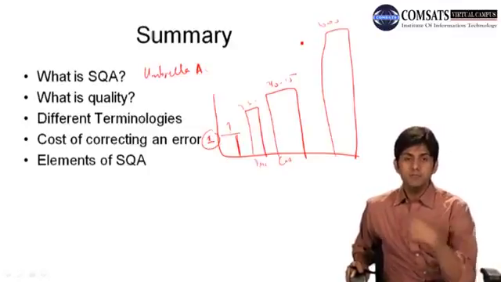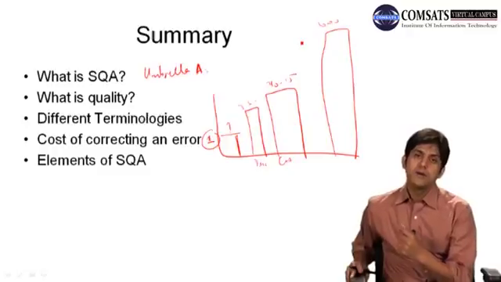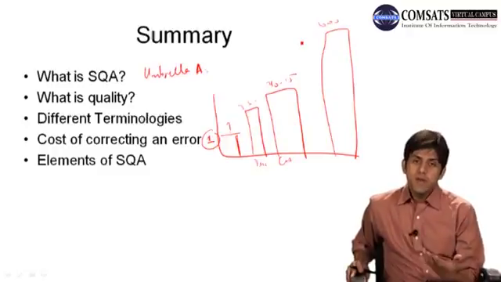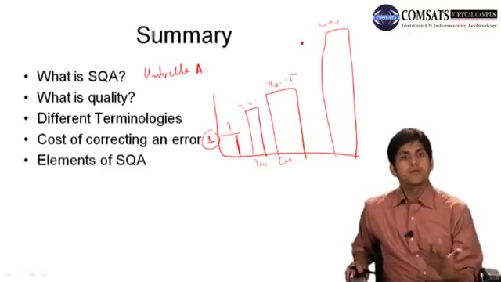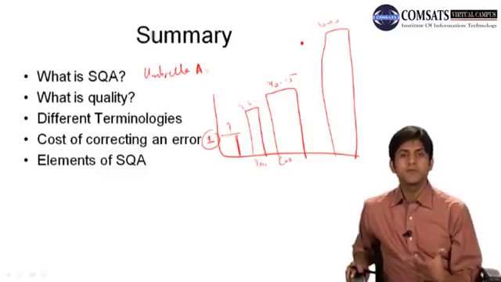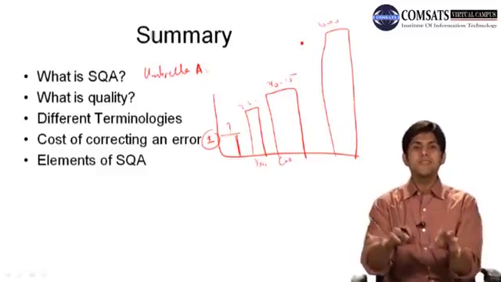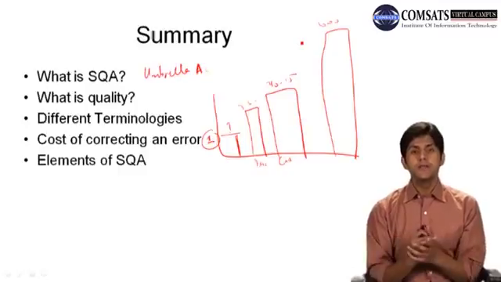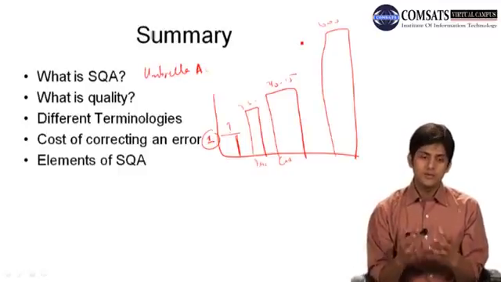Similarly, risk management, that is an element of software quality assurance. Okay. Similarly, you can have your vendor management, that is also part of software quality assurance. Your reviews, your audits, they are part of software quality assurance. So these are different things that you do to ensure that your product is of good quality. So this is what we have covered in today's lecture on software quality assurance.